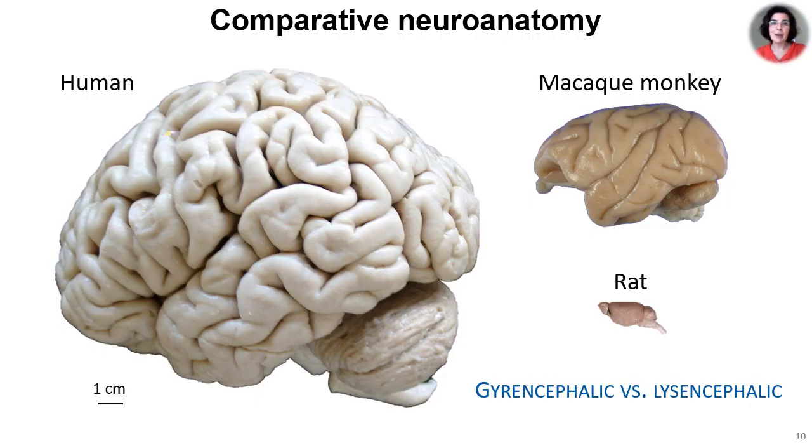Now, moving on to the comparative part of the talk, here you see lateral views of the left hemisphere of a human, a macaque monkey, and a rat brain. The 1 centimeter scale bar applies to all three images. The differences in size between these three brains are obvious and not important for this course. And the fact that the rat brain is lissencephalic, that is, its cerebral surface is smooth, whereas in the human and macaque brain the cerebral surface is convoluted, isn't relevant either.